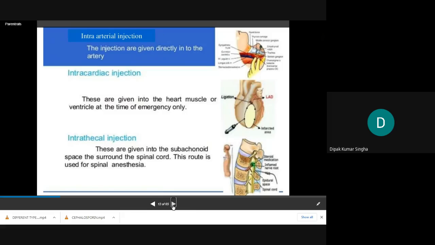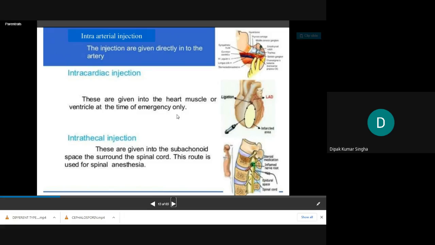Next is the intracardiac injection. Sometimes, to increase cardiac tonicity or the cardiac rate, or heart rate, the drug is injected directly into the heart. But how will it be injected? There are special needles, and the drug is given into the heart muscle or ventricle only at the time of an emergency, or sometimes during an operation.